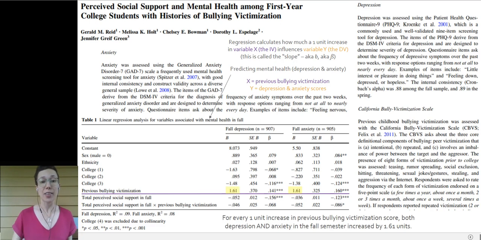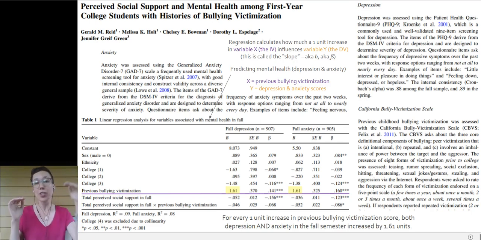It's showing us that a 1 unit increase in previous bullying victimization score, a 1 unit increase in our independent variable, leads to a 1.61 increase in both, actually. They got the same amount. So 1.61 increase in depression score and a 1.61 increase in anxiety score. So this is another example of the variables having a positive relationship. So they both increase together.